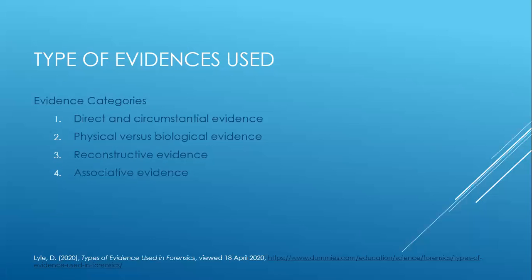And the last one, associative evidence, ties the suspect to the crime scene, the victim, or any other evidence. A suspect can be linked to the scene through fingerprints, footprints, hair, blood, and other bodily fluids, as well as other objects and substances. Next slide, please.